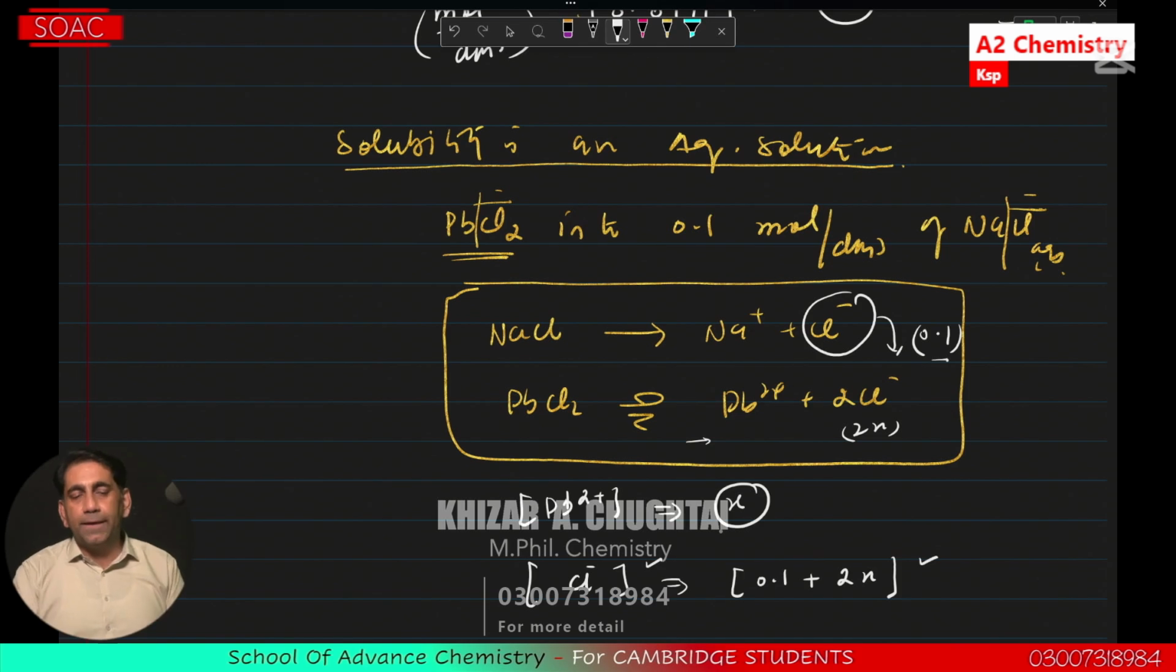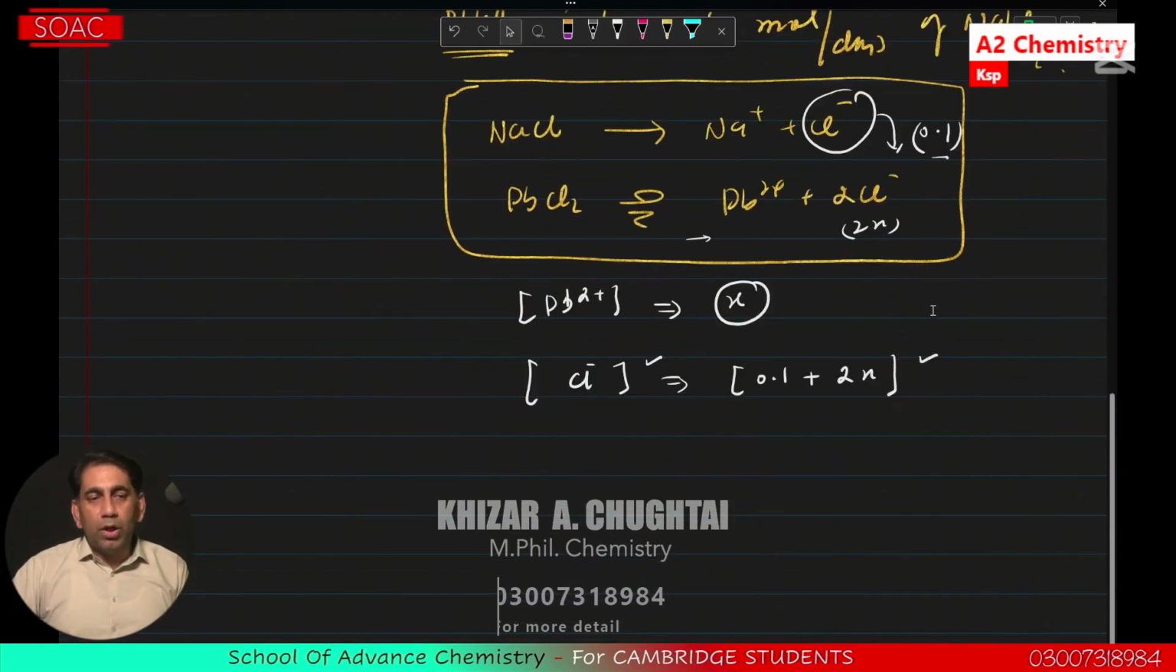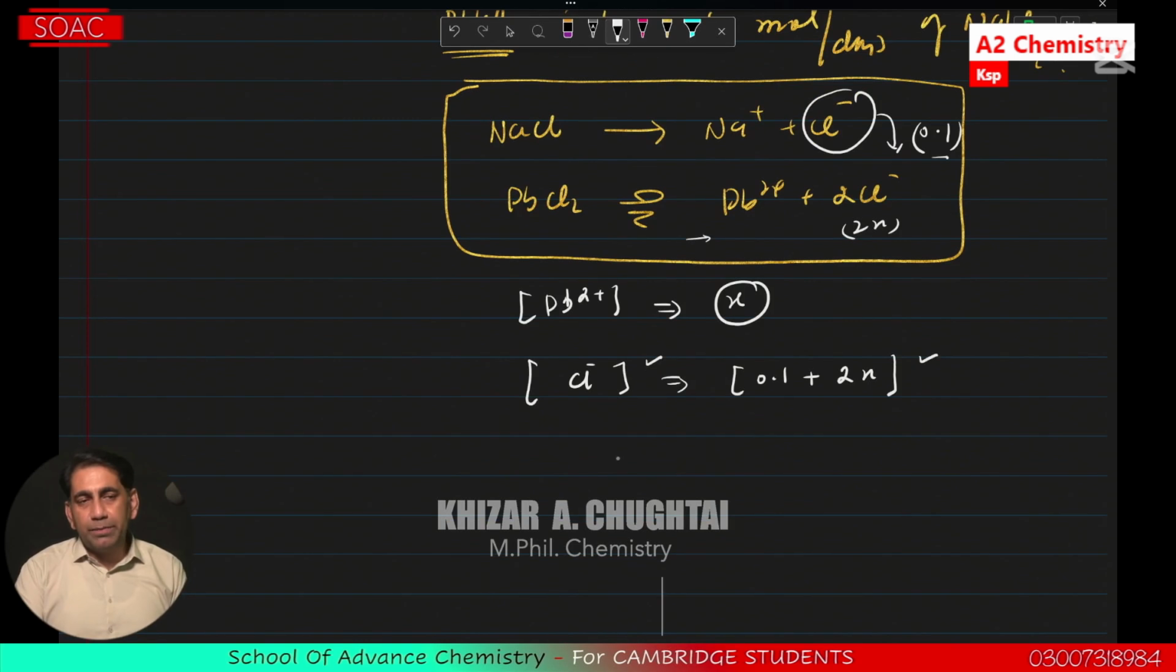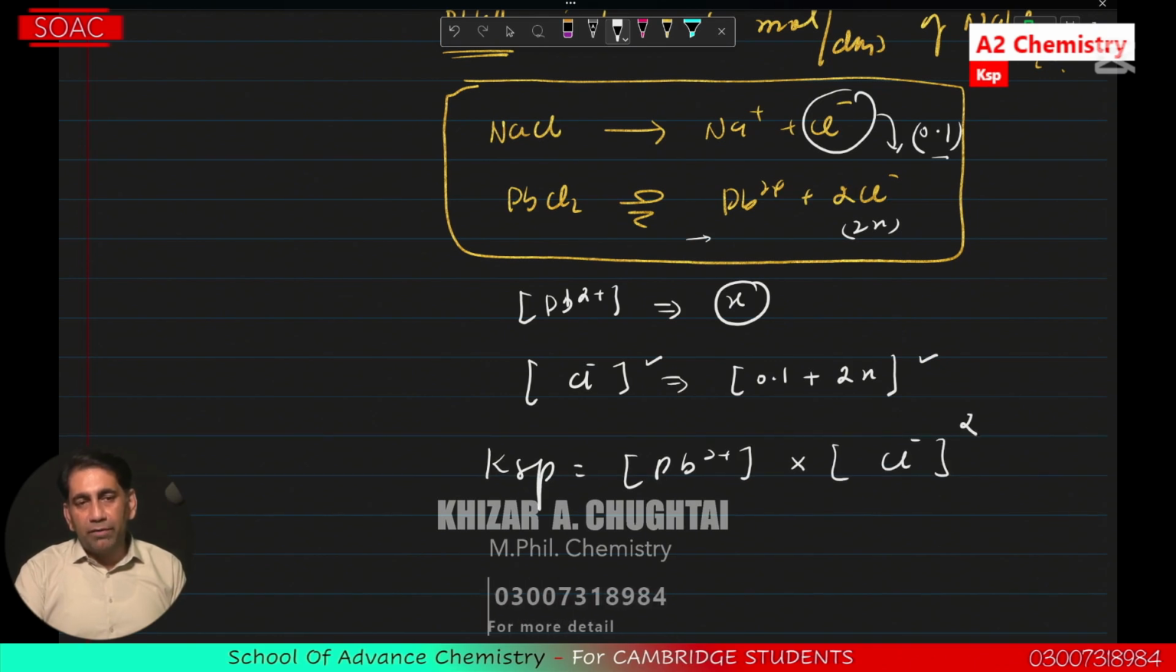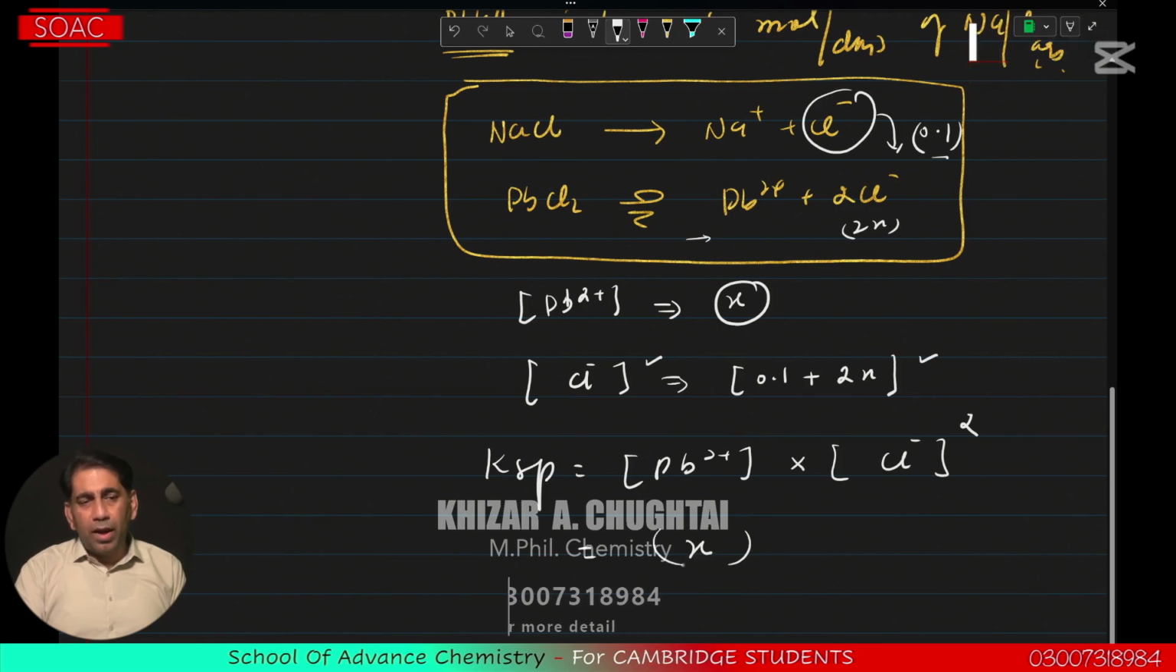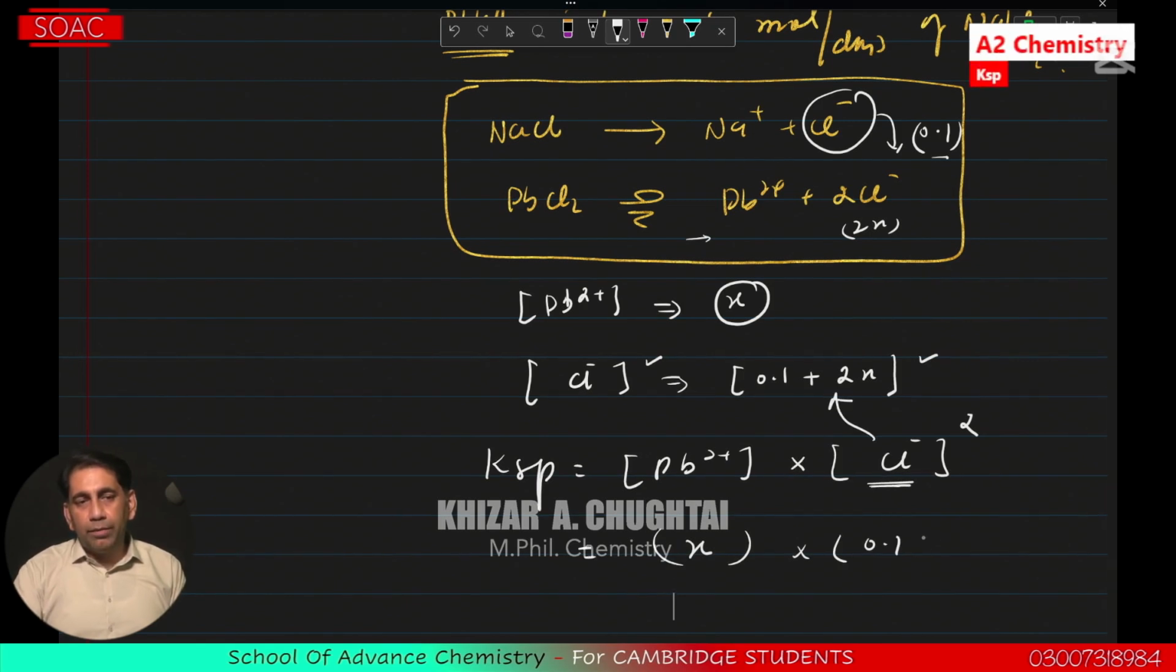Both are X basically. So now I'm going to put the value of Ksp using the same formula. Once again, Ksp is equal to the Pb2 positive ion concentration multiplied by the concentration of Cl negative ion raised to power 2. Here the Pb concentration is X, multiplied by the Cl negative ion concentration, which is 0.1 plus 2X, raised to power 2.